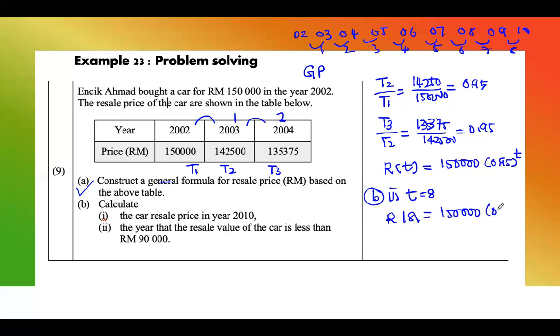150,000 times 0.95 to the power of 8. So we get 99,513.06, this is RM. And then the next question is asking you to determine the year that the resale value will be less than 90,000. So you can see here it's already 99,513, right?